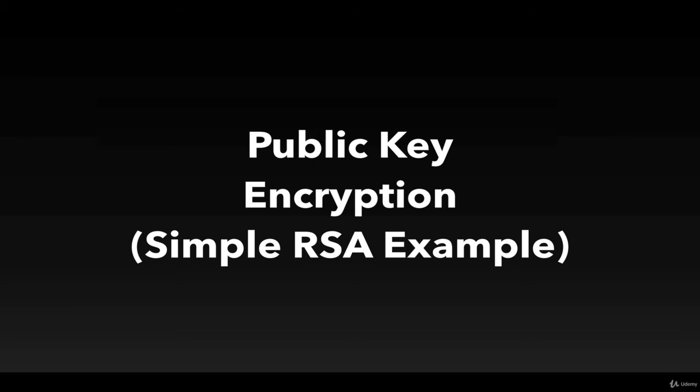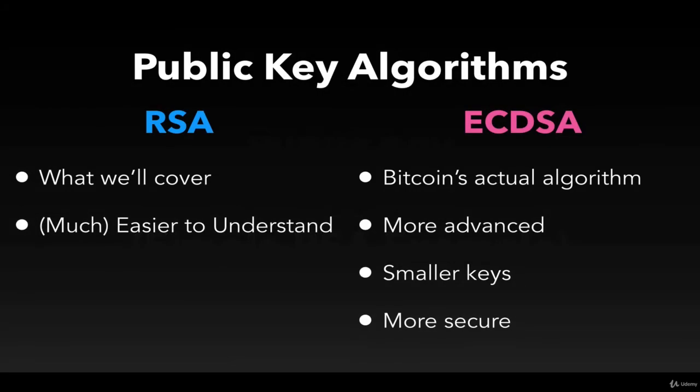Now we're going to introduce 2 specific implementations, 2 actual public key cryptographic systems. So these are 2 public key cryptographic algorithms. On the left is RSA, and that's what we're going to cover in this chapter, in this video. And it's a lot easier to understand, but it accomplishes the same thing as Bitcoin's actual algorithm, which is ECDSA. That's a lot more advanced, but it has smaller keys. So the actual pair of keys, those numbers are smaller, but more secure. We're going with RSA because it's a little bit easier to understand.